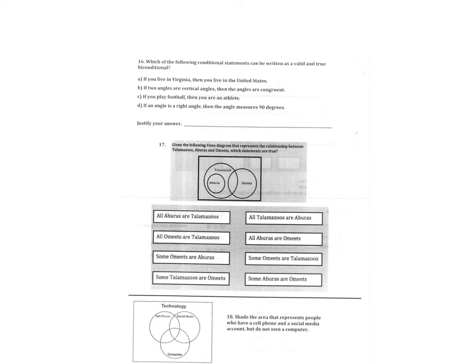We're going to do this last one because 17, we're not doing that. We didn't study Venn diagrams. Which of the following conditional statements can be written as a valid true biconditional? Let's look at number 1. If you live in Virginia, then you live in the United States. Okay, I like it. Now let's switch it around. We'll put it in blue. If you live in the United States, then you live in Virginia? Nope, false. So that's not a good statement.